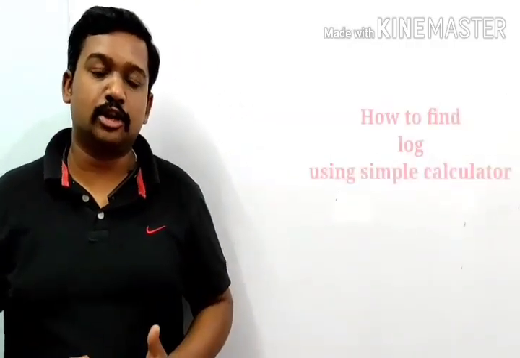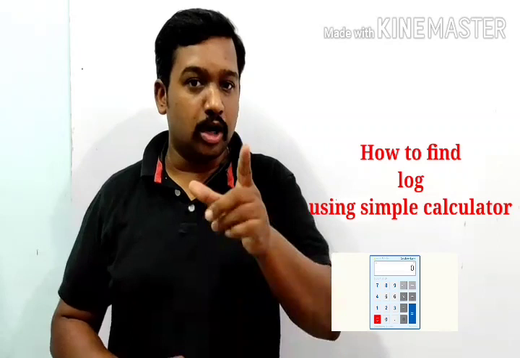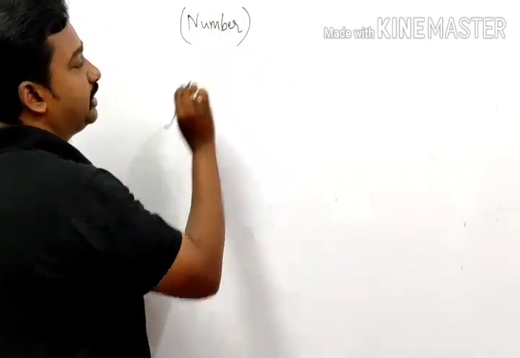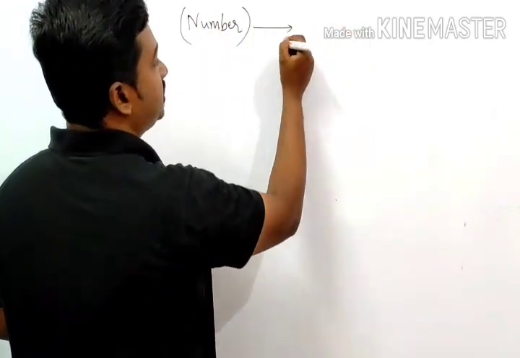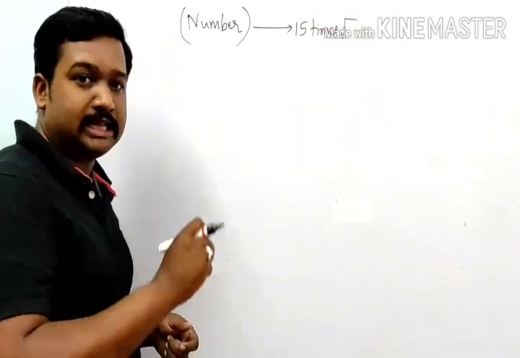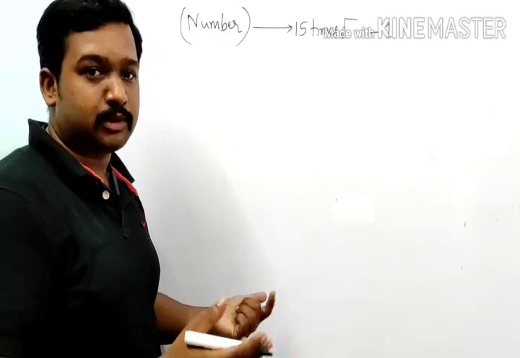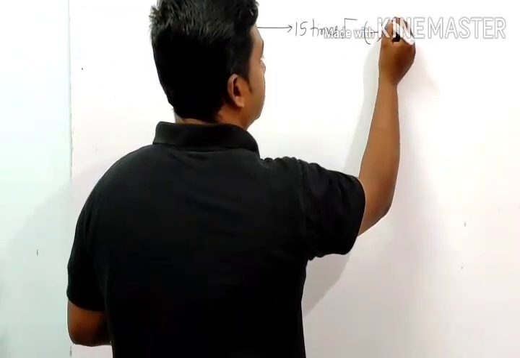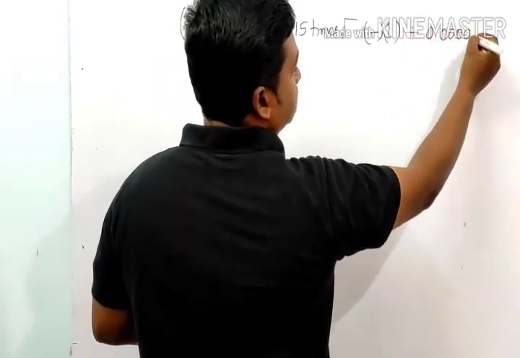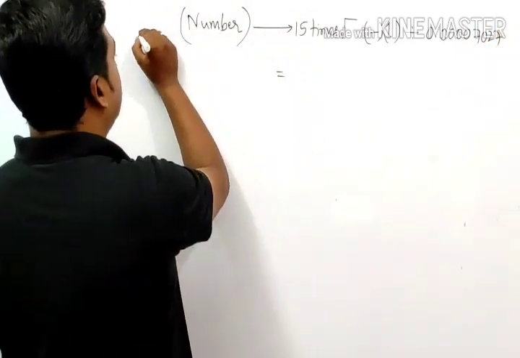Well friends, if you are using your simple calculator, there is a way to calculate the log of any given number. All you need to do is dial this number on your simple calculator and apply these functions. First, dial the number, do 15 times square root, then subtract 1, minus 1, then divide it by 0.00007027. You will get the log of the number.